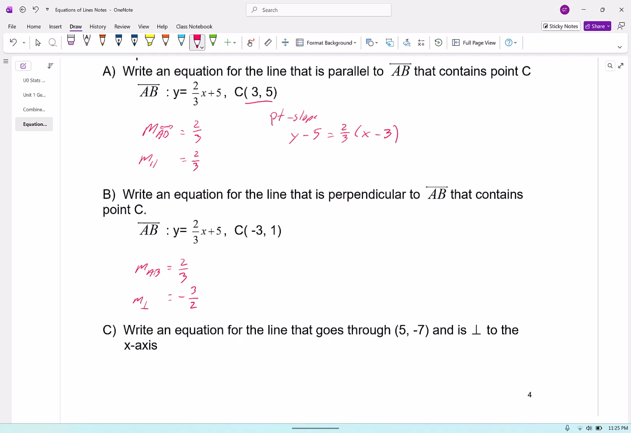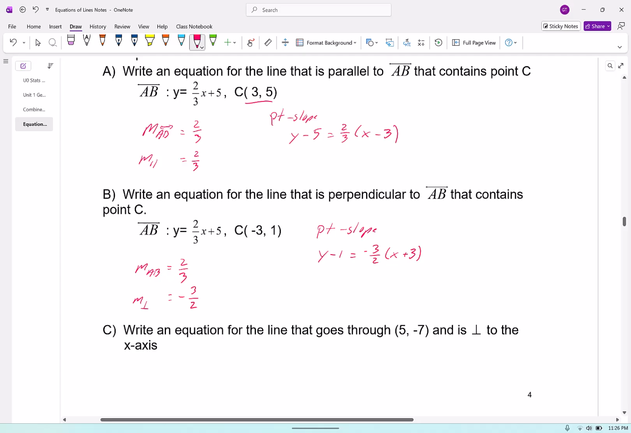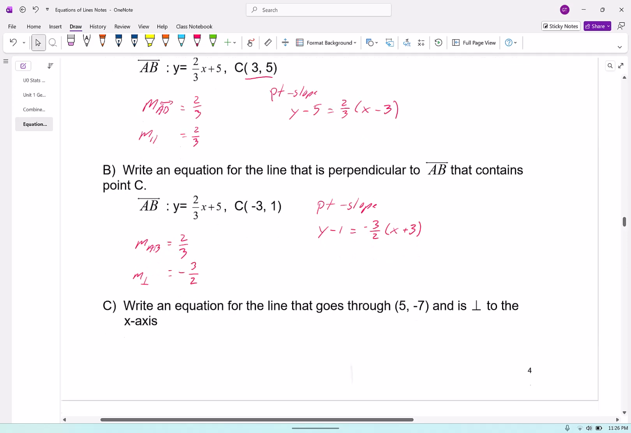All right, so same type of thing. I have a point, I have a slope now. So I could use the point slope to get y, not equals, sorry, that's a different one, y minus y1, which is 1, equals negative 3/2 x plus 3. And it's x plus 3 because it's going to be a minus a negative 3. All right, so that is my equation of the line.